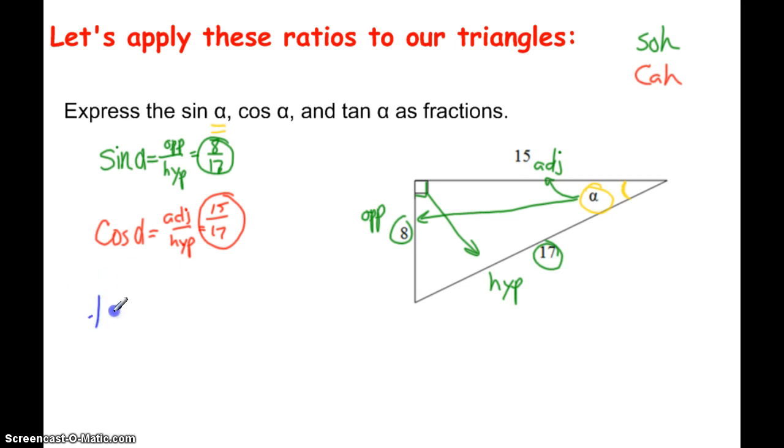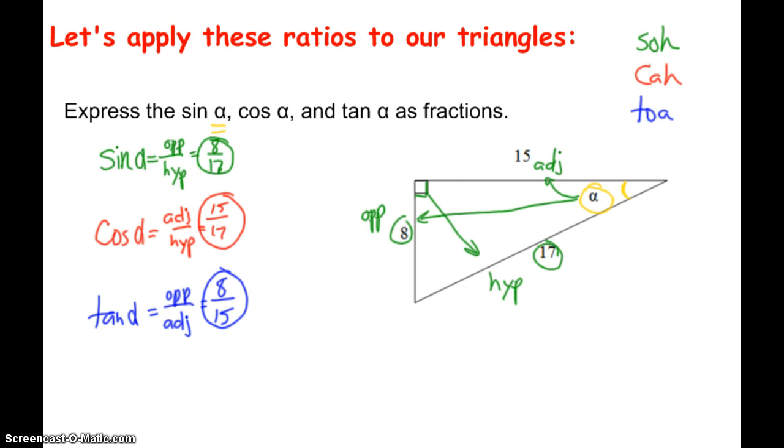Last, we'll do tangent. Tangent of alpha equals, remember, SOH CAH TOA, T-O-A, so opposite over adjacent. Opposite is 8, adjacent is 15. Can't reduce that fraction, so 8 over 15. These are my 3 trig ratios for this triangle, for this angle alpha, whatever that angle alpha is. I don't need to know the measurement of alpha to write my trig ratios. I just need to know my side lengths.